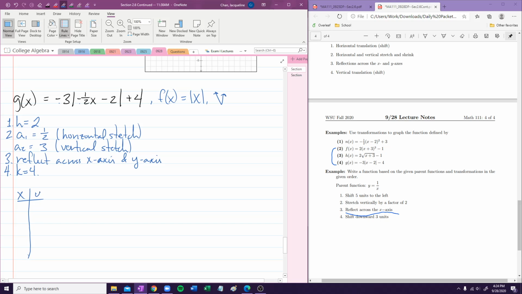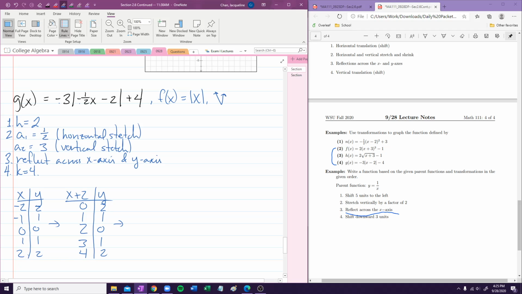Okay, so absolute value of x is just negative 2, negative 1, 0, 1, 2, and you'll get 2, 1, 0, 1, 2. Okay, so then I have x plus 2 and y. So then this is 0, 1, 2, 3, and 4. Y stays the same.